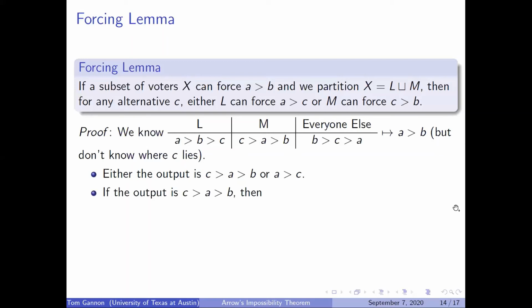If the output is C over A over B, then, well, let's see. I claim that M can force C over B. Can someone say why that is, from the ballot up here? By the way, a verbal or chat confirmation, please. I have a mouse hand. Can you guys see my mouse hand? Yes, thank you. So I'm saying if everyone votes this way, and the output happened to be C over A over B, then we just showed that M can force C over B.